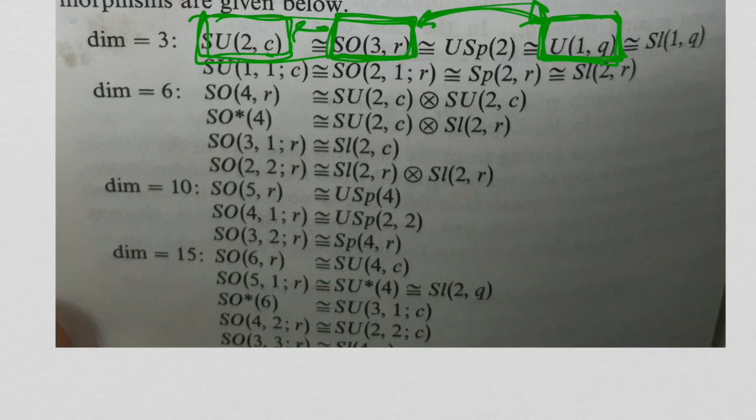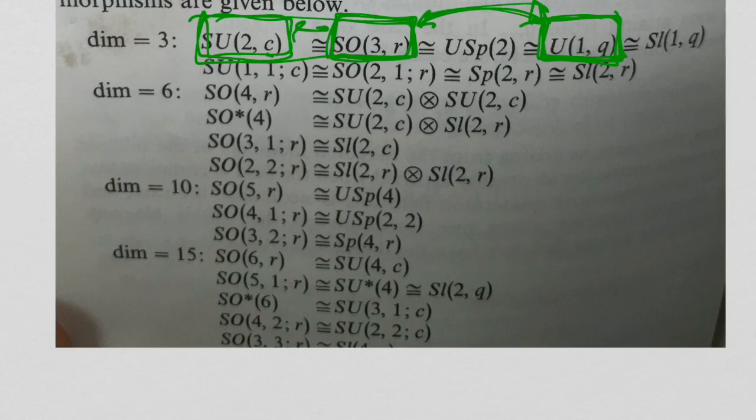But most of these isomorphisms are not at all obvious, right? Like SO4R is SU2C direct product with itself. You have to work to figure all that out, and this is just a chart showing some examples. What's important, though, is this thing on the left side of the chart, this dimension.